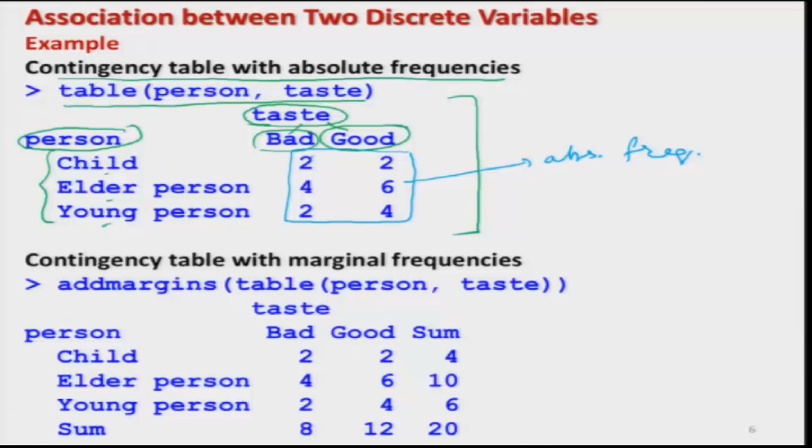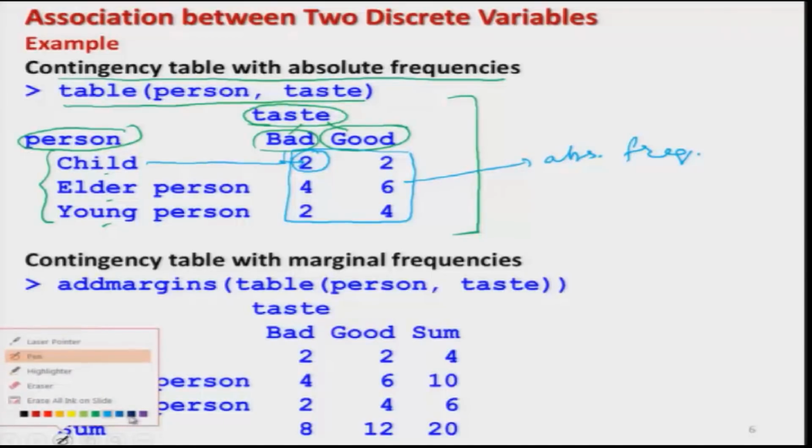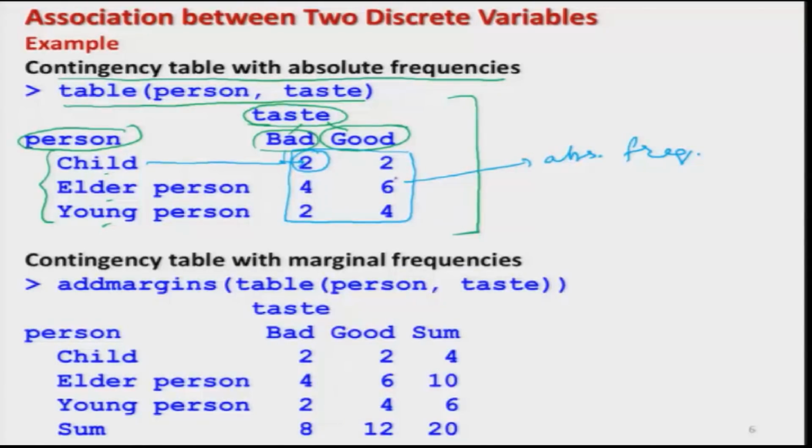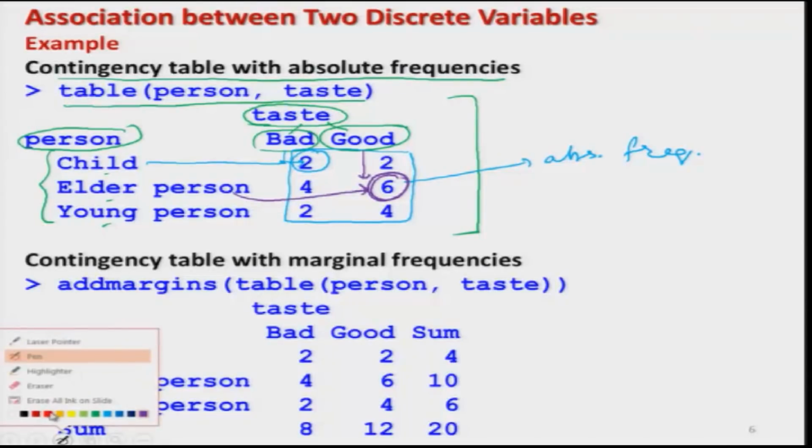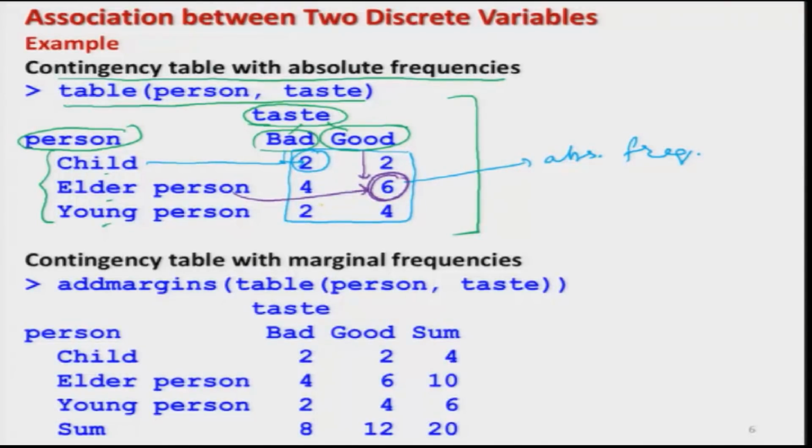For example, this 2 is indicating that there are 2 children who are saying the taste is bad. Similarly, if you see here, I will use a different color pen, 6. So 6 means that there are 6 elder persons who are saying the taste is good. Similarly, if you take another value, say 2, this 2 is indicating that there are 2 young persons out of 20 who are saying that the taste is bad.